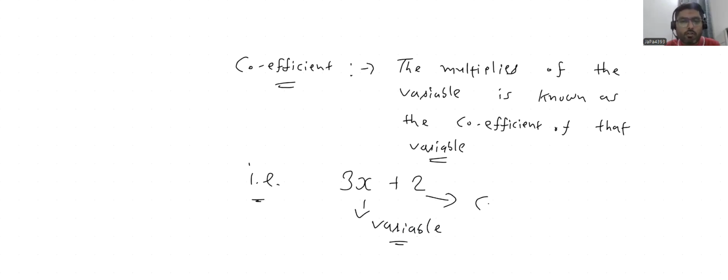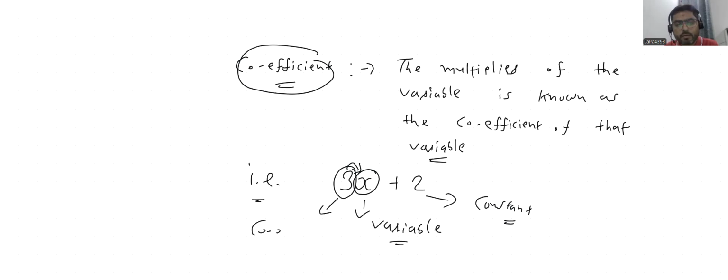And now the coefficient: the multiplier of the variable is known as the coefficient of that variable. Now the variable is what? x. x is a variable. The multiplier of this variable is what? 3. 3 is the multiplier of this variable x. That's why 3 is nothing but a coefficient. The 3 is the coefficient of this variable x, right?